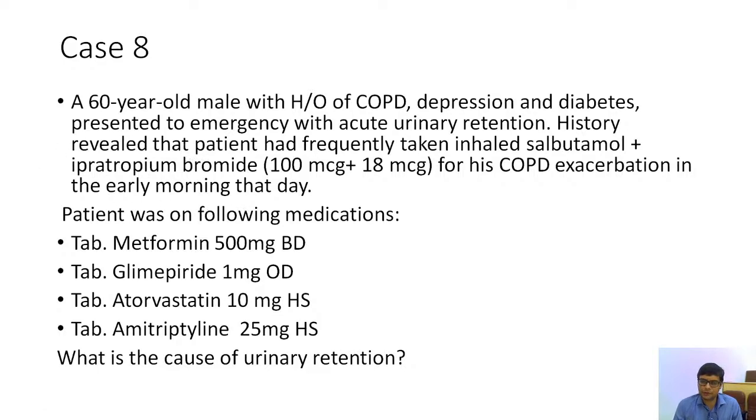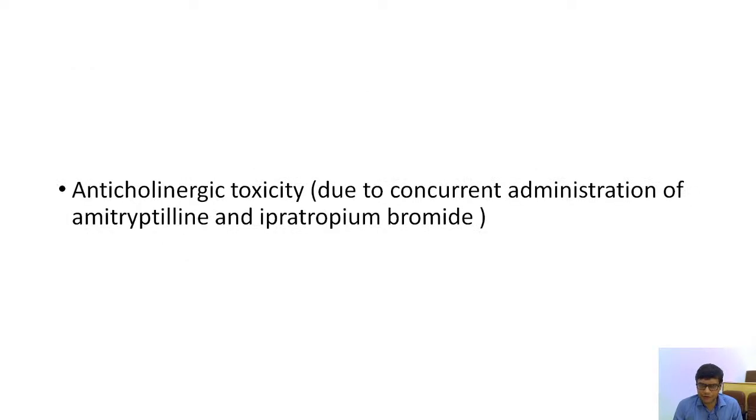This much treatment, if it is because of some drug related acute urinary retention, will get it relieved by withholding these drugs. So it was anticholinergic toxicity due to concurrent administration of amitriptyline and ipratropium bromide. So withholding these drugs would have relieved the patient of the urinary retention.